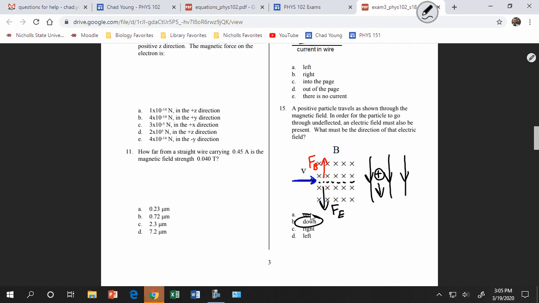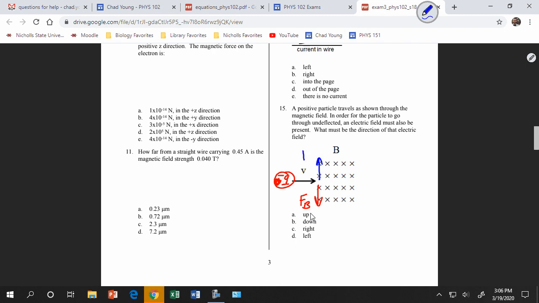Let's try it for a negative particle. I'm going to erase everything here because it changes lots of the answers. If I have a negative particle, not a positive particle, I do my right-hand rule just like I did before. V is to the right, magnetic field is into the page, and so that means that my magnetic force would be up like we had before, but because it's a negative particle, my magnetic force is actually down. So my electric force has to be up.